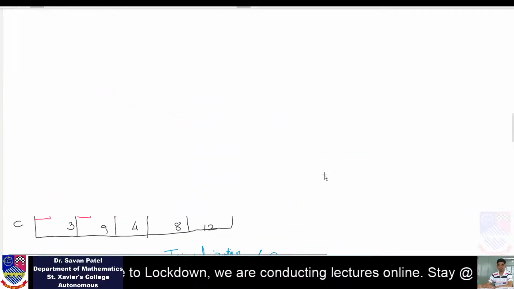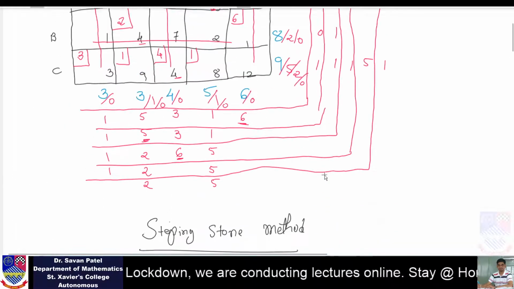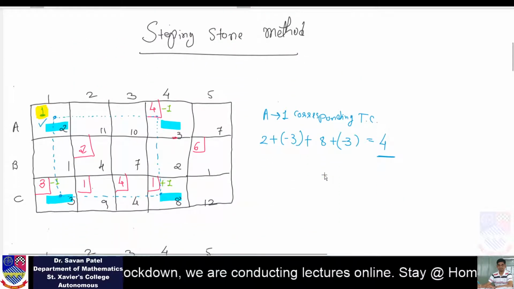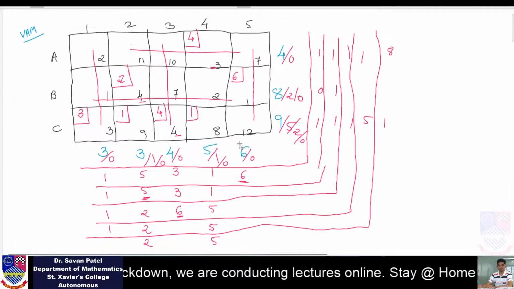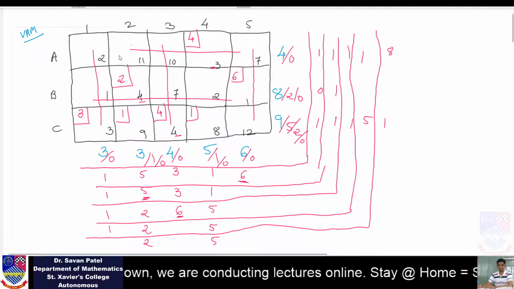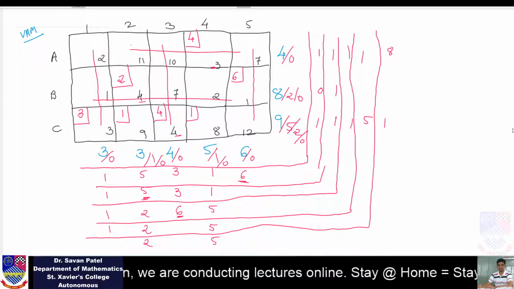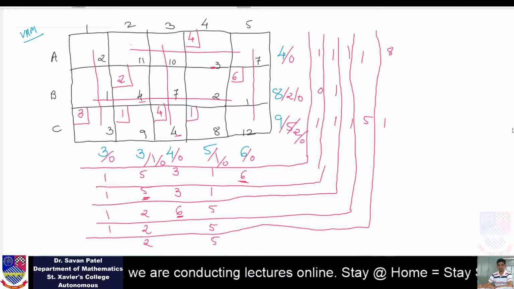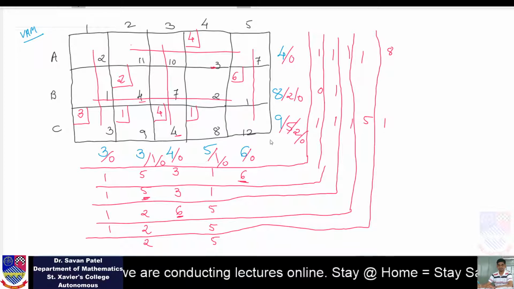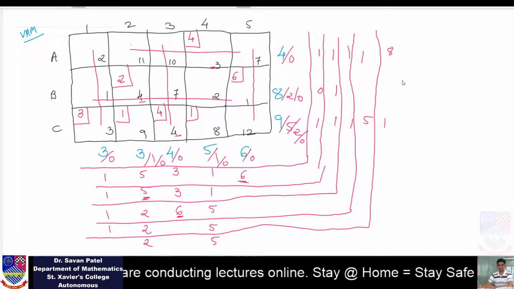First of all, before doing that, all I want to do is, this was the solution via the Vogel's approximation method. Let me first calculate the transportation cost related to this. You can identify that this transportation cost is changed via the stepping stone method.